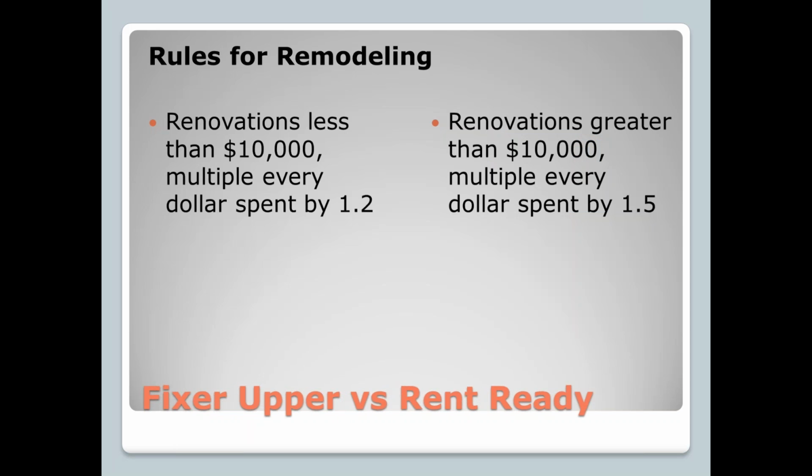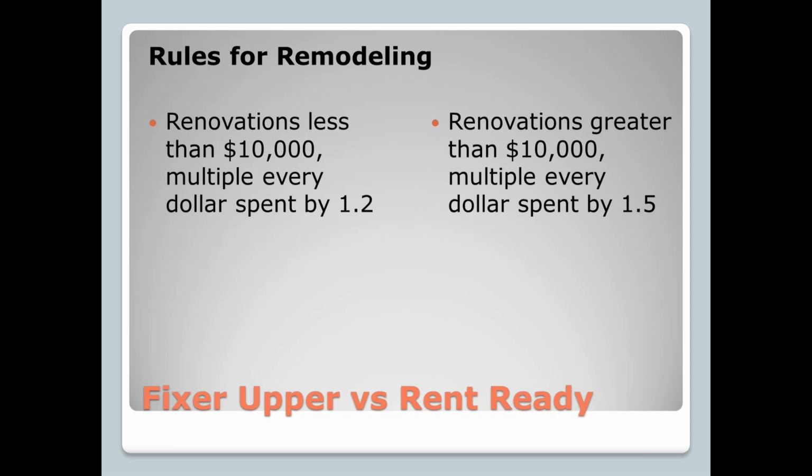So here are some rules for remodeling, because this is very important, and many of us own properties or are looking at properties that might need a little bit of work. When it comes to renovating a property, what we found is that $10,000 is an interesting threshold. If we spend less than $10,000 to rehab a property, what we're going to find is that for every dollar we spend, it's going to increase the value by 1.2. So a job that costs $10,000 or just under is going to increase the value by $12,000.